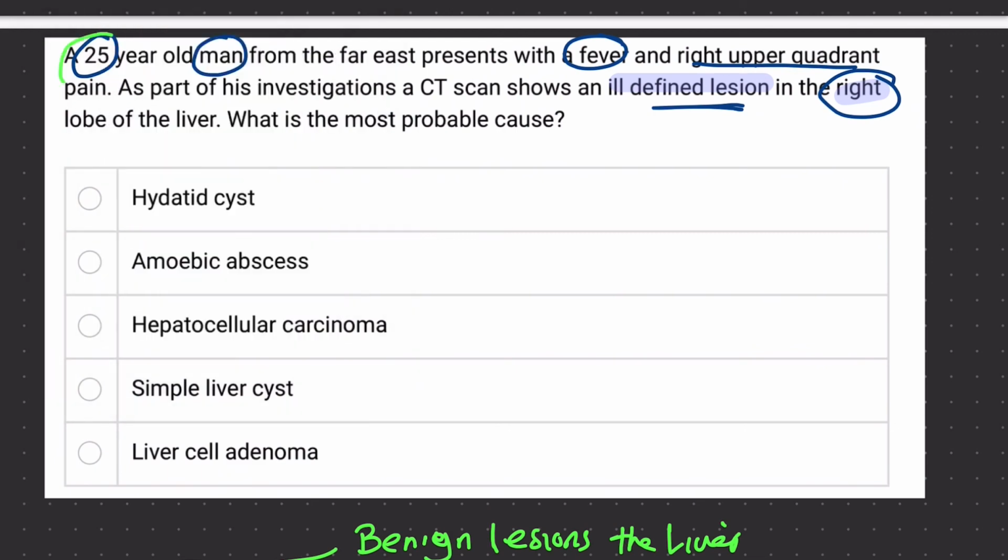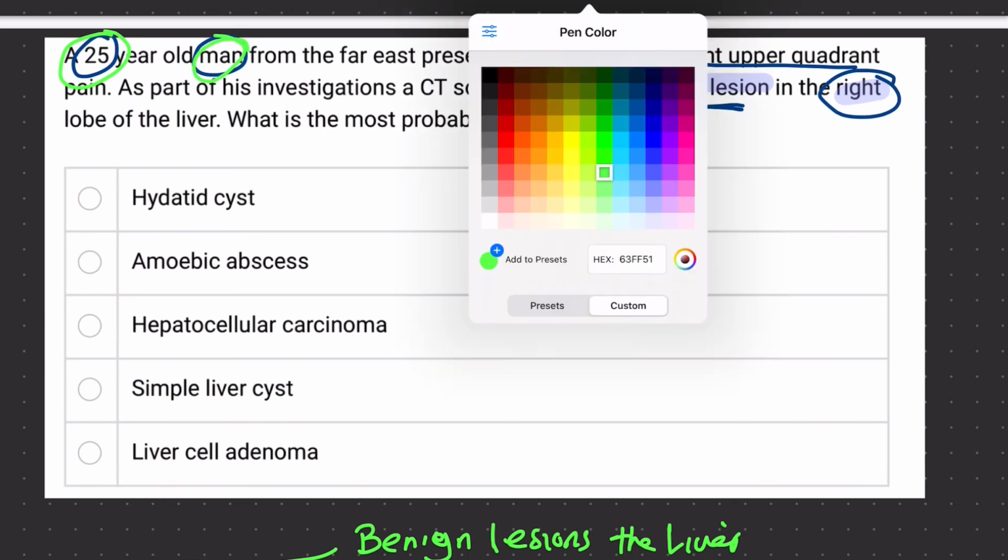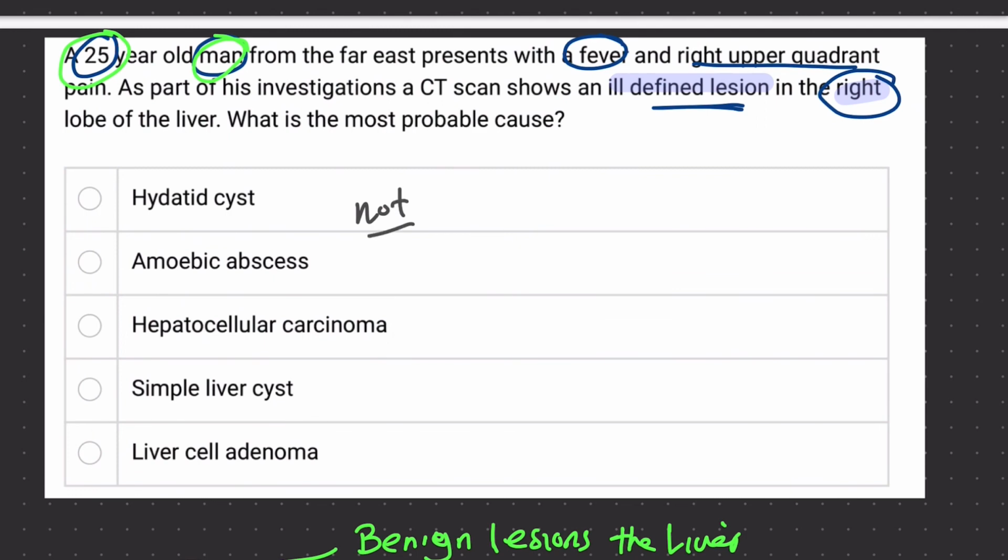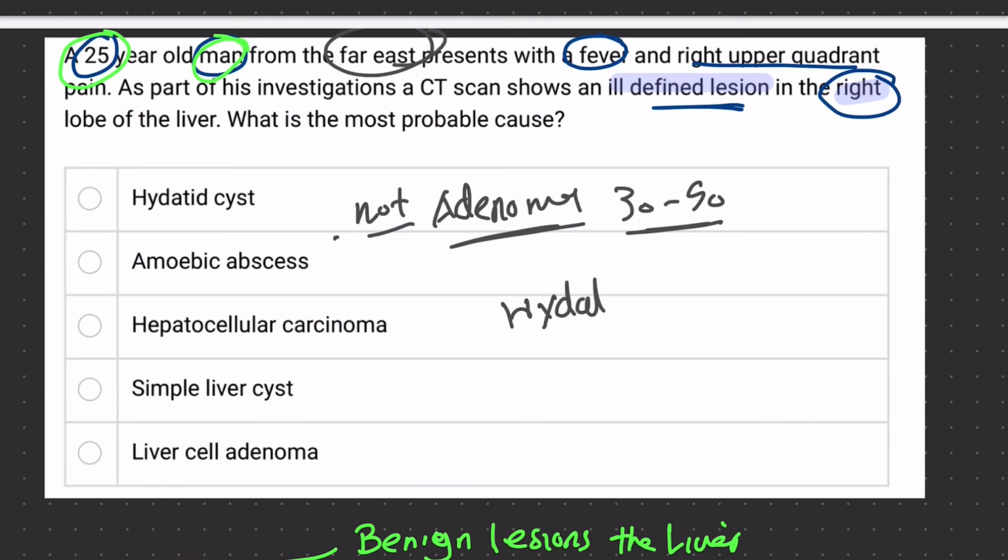So guys, if we go back to our question, you have here a 25-year-old man, so he's young, and basically he is a man, not a lady, and that gives you just a little idea that I am not adenoma. Mostly I am not adenoma. Okay, and also adenoma is from 30 to 50, if you remember that. So I'm not adenoma. From the Far East, it tells you something: either it is hydatid cyst, or it is amoebiasis. Okay. Presented with fever and right upper quadrant pain, but did not mention malaise, did not mention being a farmer, so that tells you I am amoebiasis.